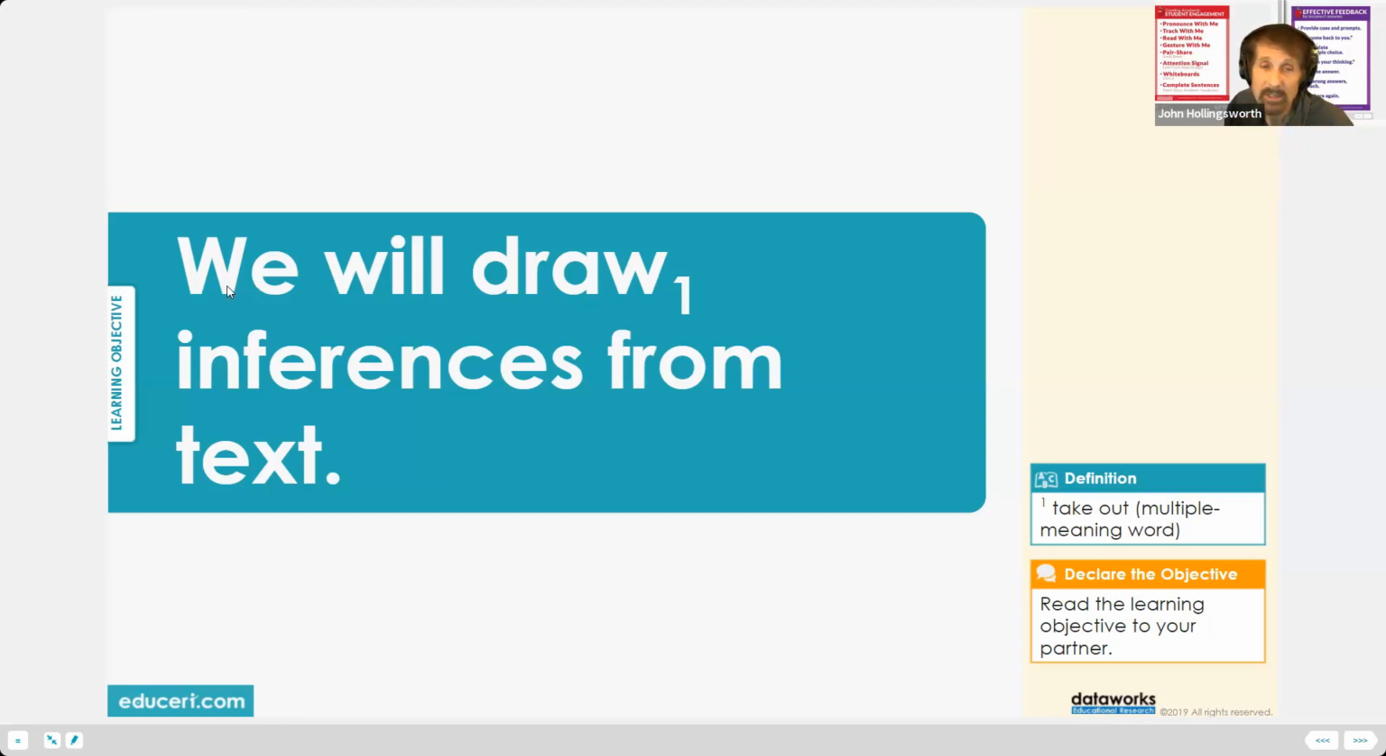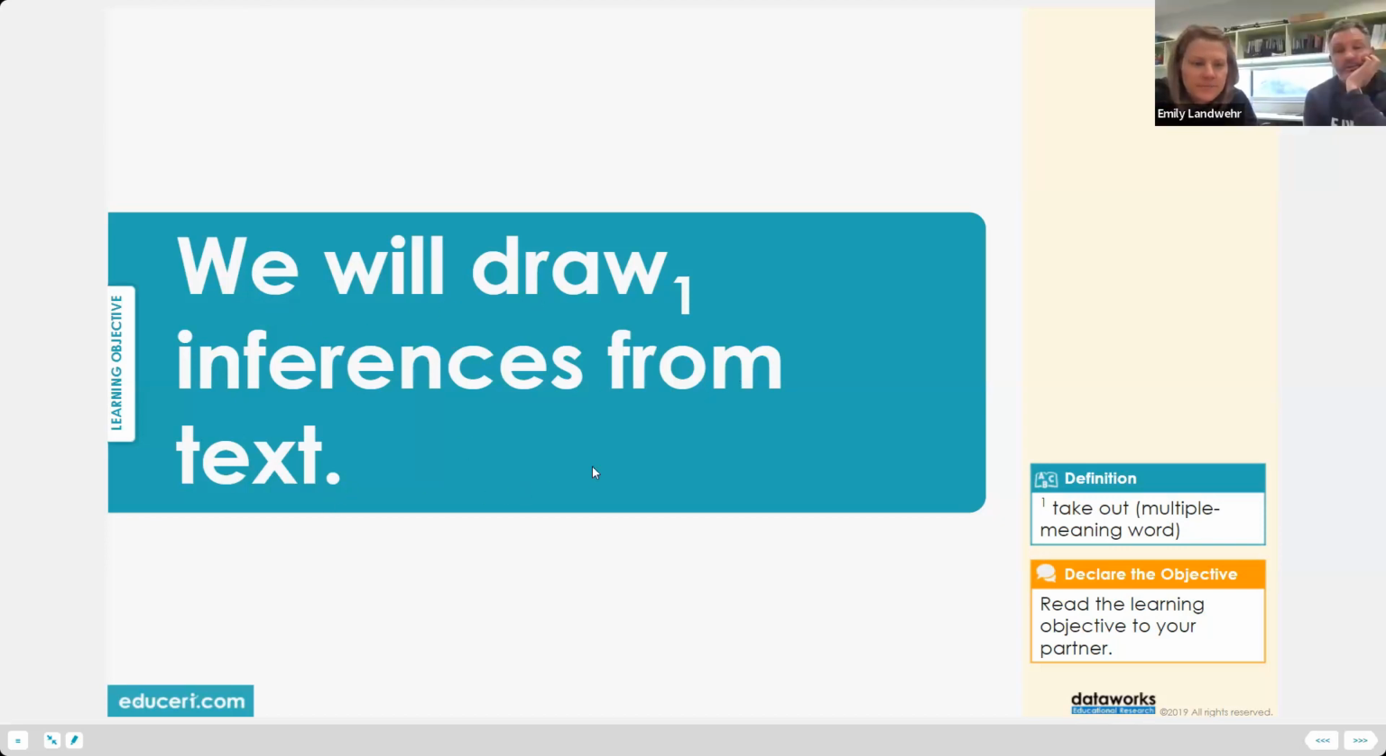Okay. So I'm going to read first. We will draw inferences from text. Let's read together. We will draw inferences from text. Of course, it means we're going to take them out. Okay, can you turn to your partner and read the objective to your partner? Pretend we're doing that. We will draw inferences from text. Okay, and then I would say for the other partner to do it. Okay, now I'm going to call a couple people. Emily, can you read to the class? We will draw inferences from text.